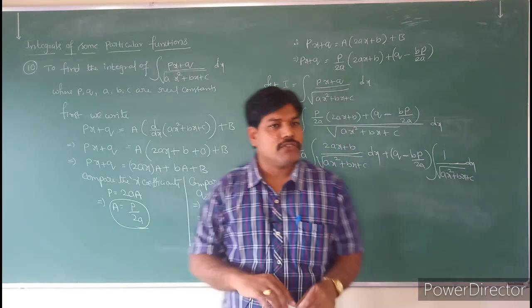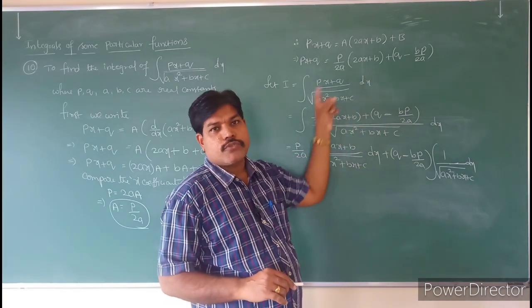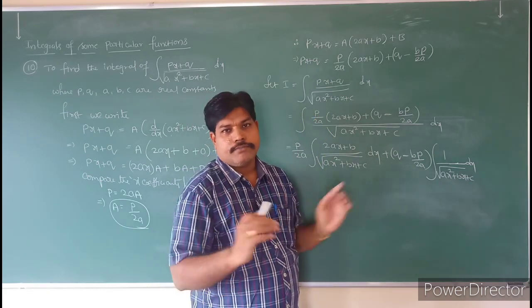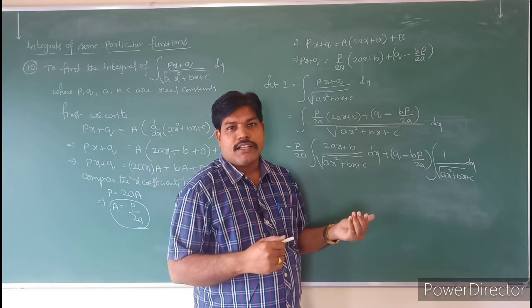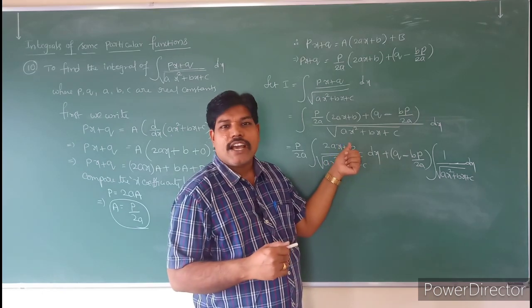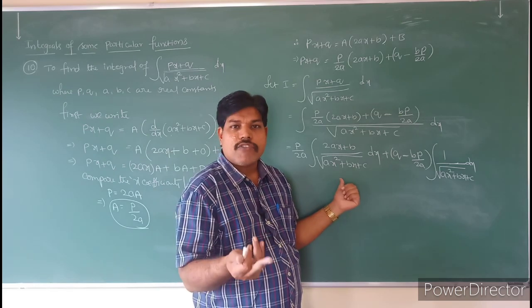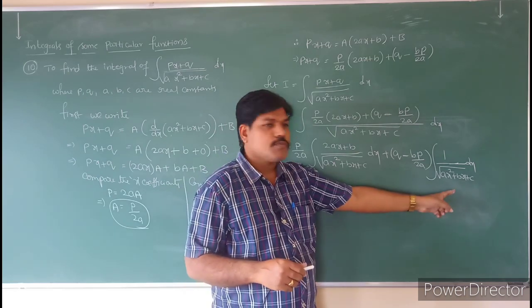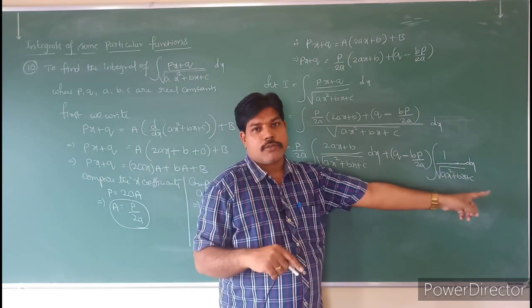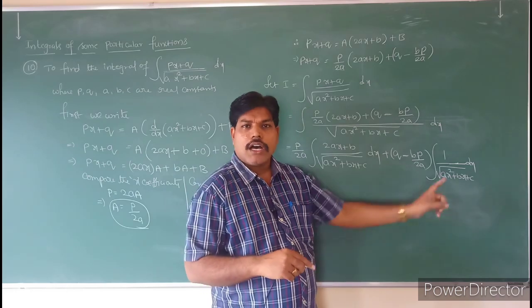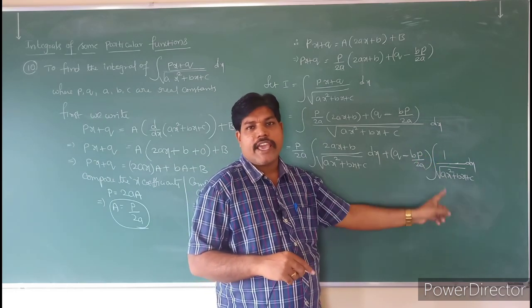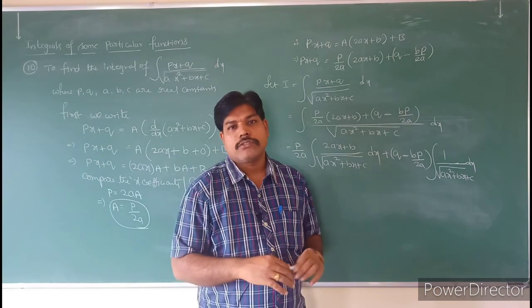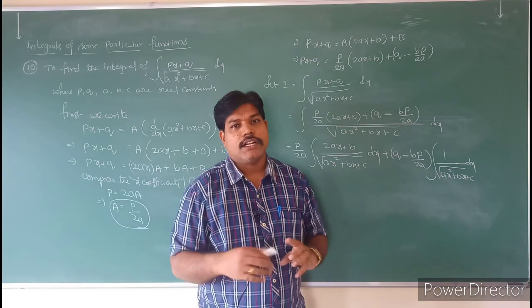After finding these two values, take px plus q, substitute it in the given integration and separate the terms. Then the problem is converted into two parts. The first part will be in the form of f dash of x by f of x, or f dash of x by root f of x. The second part will be 1 by root of ax square plus bx plus c, which is model number 8, or otherwise the integral of 1 by ax square plus bx plus c, which is model number 7. So it is converted into one of the models, and then you can integrate the problems.